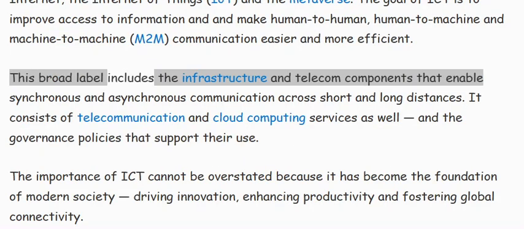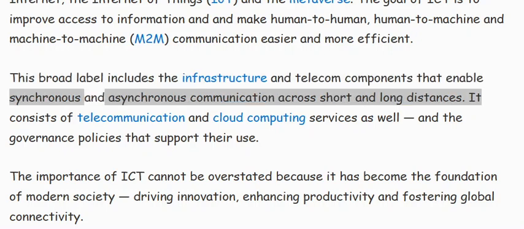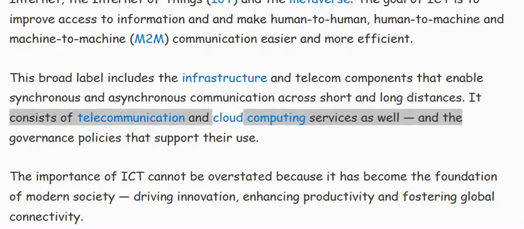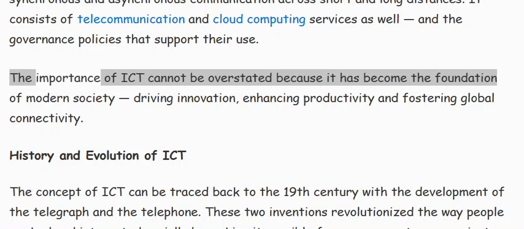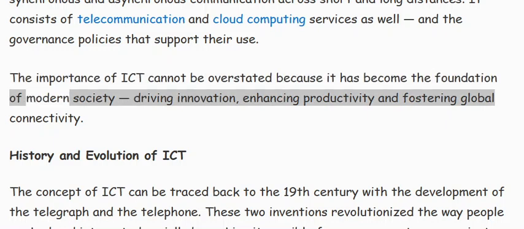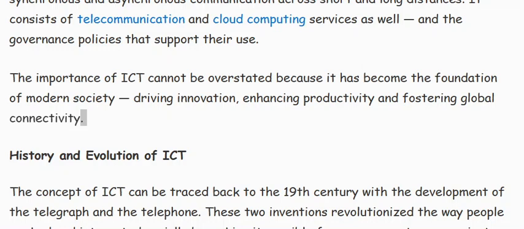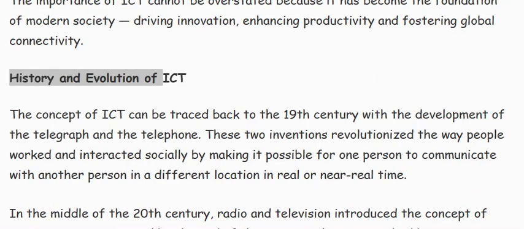This broad label includes the infrastructure and telecom components that enable synchronous and asynchronous communication across short and long distances. It consists of telecommunication and cloud computing services as well, and the governance policies that support their use. The importance of ICT cannot be overstated because it has become the foundation of modern society, driving innovation, enhancing productivity and fostering global connectivity. History and evolution of ICT.